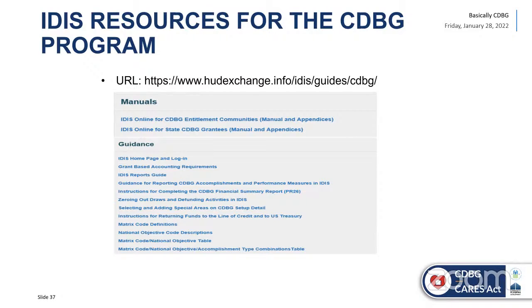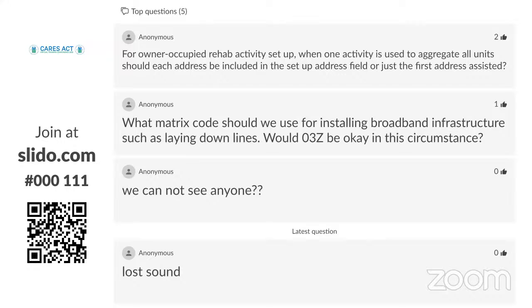Matrix codes. What matrix code should we use for installing broadband infrastructure, such as laying down lines? Would 03Z be okay? It depends. Yeah, it does depend. So 03Z, for everybody's benefit, is like other public facilities, and we don't have a matrix code that's just broadband.